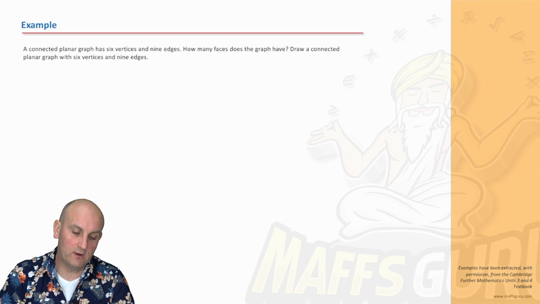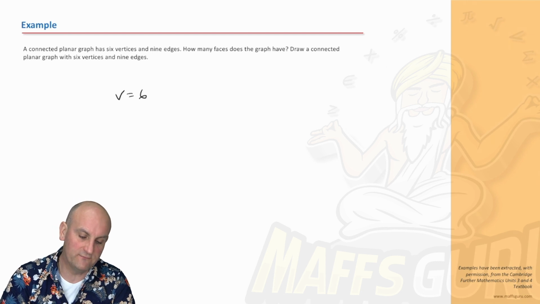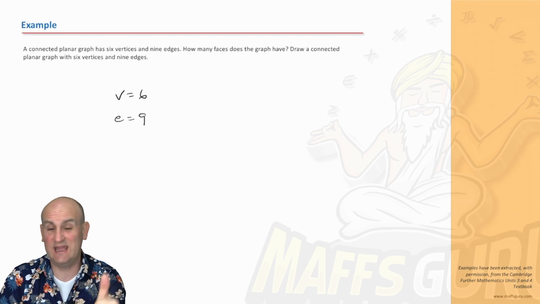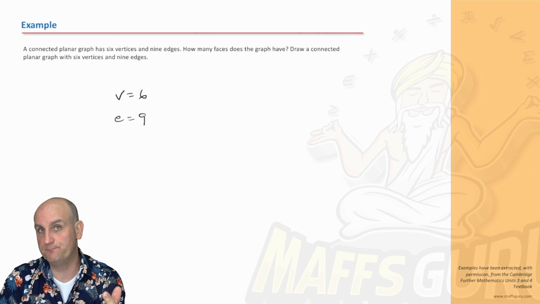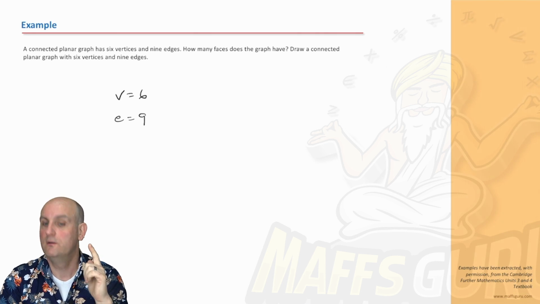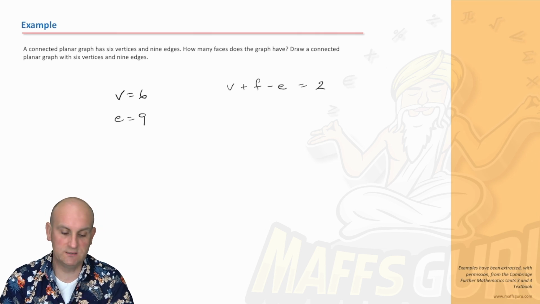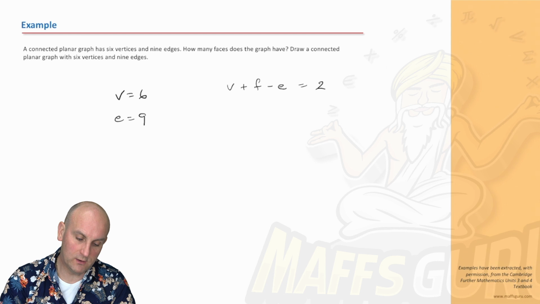A connected planar graph has 6 vertices and 9 edges. How many faces does the graph have? Now, because it's connected and planar, planar means we can use the formula. So V plus F minus E must equal 2 for it to be planar. Okay, so we know that V is 6, E is 9, plus F equals 2.